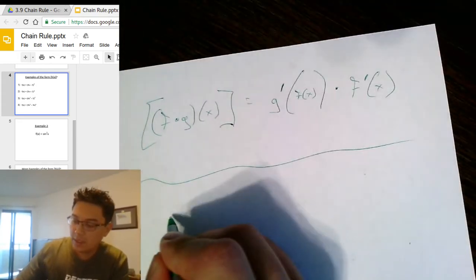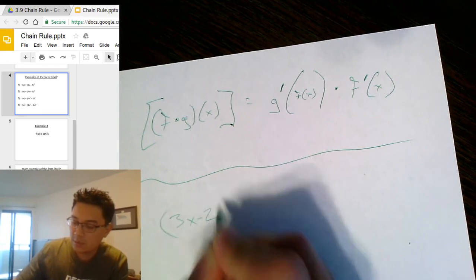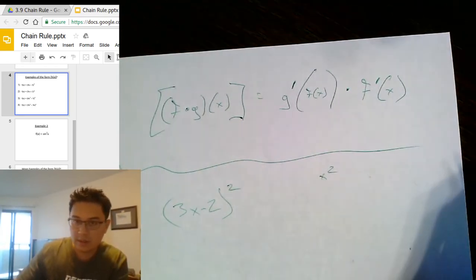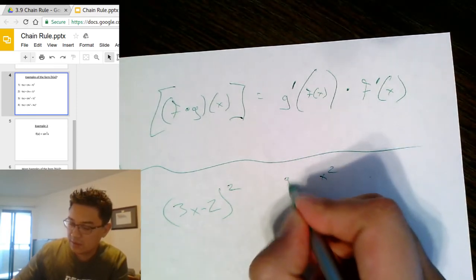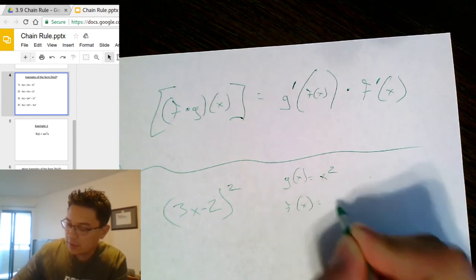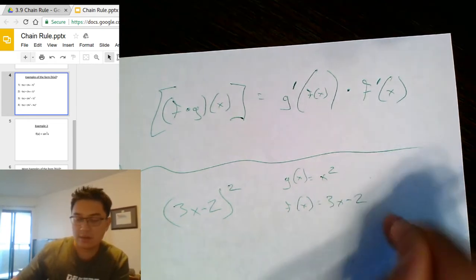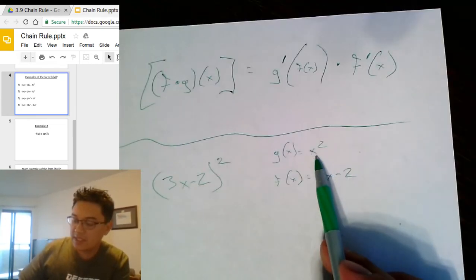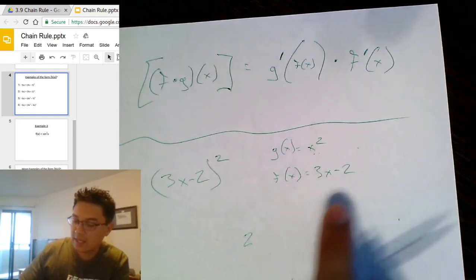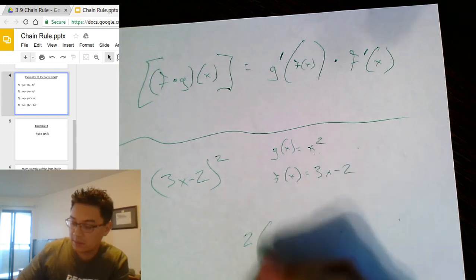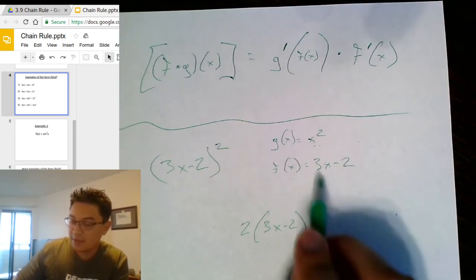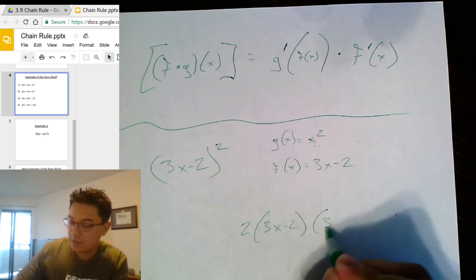So we have 3x minus 2 squared. Our outer function is the quadratic, so this would be our g of x, one way to think of it. And our inner function is the 3x minus 2. If I take the derivative of x squared, that's just going to be 2x, but x is this 3x minus 2 thing, so that's going to be 2 times 3x minus 2. The derivative of the inner function will just be equal to 3.